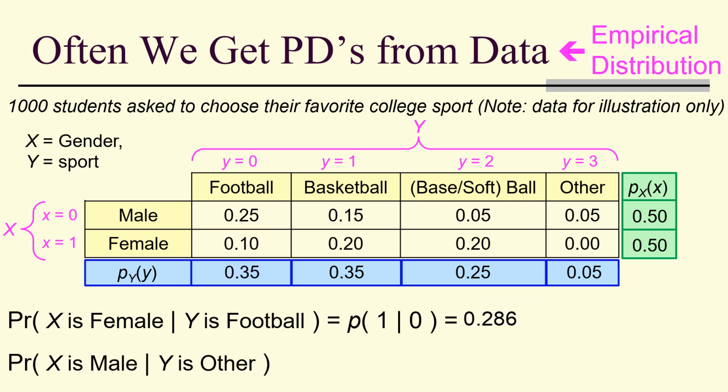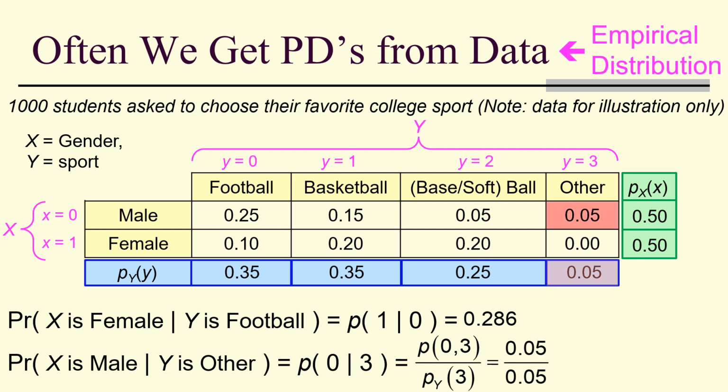Now, what about the probability that X is male, given that Y is other? Well, this is the probability that X is 0, given that we know that capital Y is 3. So in function notation, with our definition, we get that. We're looking at this column at the end, and notice that's 0.05 over 0.05, and that's 1, because notice that female and other was 0.